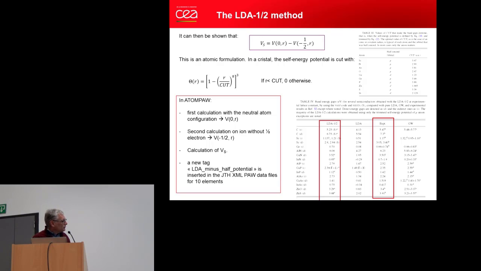And so you can, in the next version of the JTH XML PAW data files, find this potential for the 10 elements for which Ferreira gave in his paper the radius to be used for the cutoff. And what is shown in his paper is that the band gaps calculated within the LDA-1 method are very close to the experimental ones.